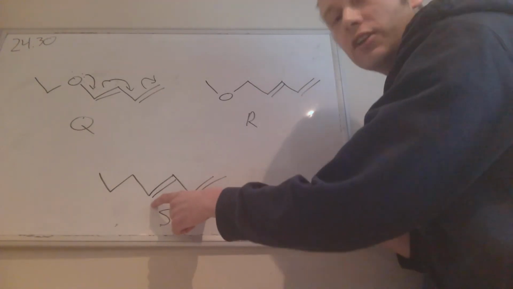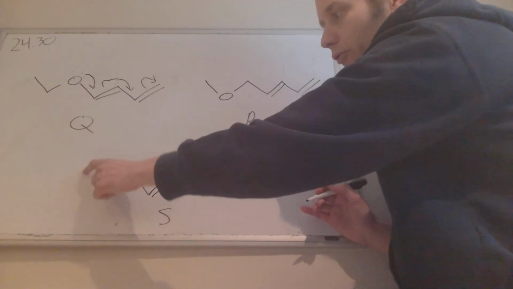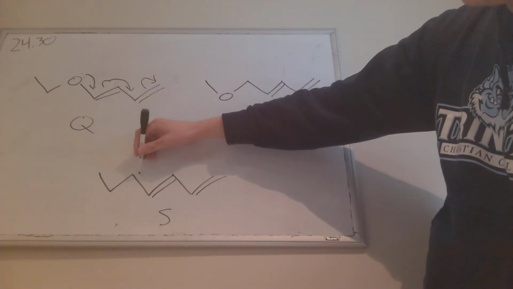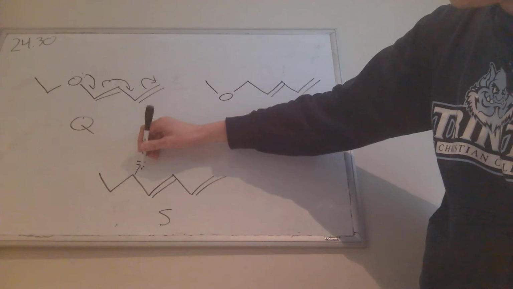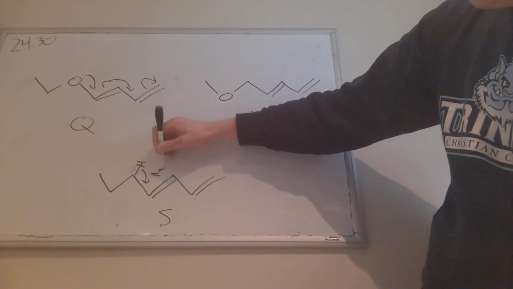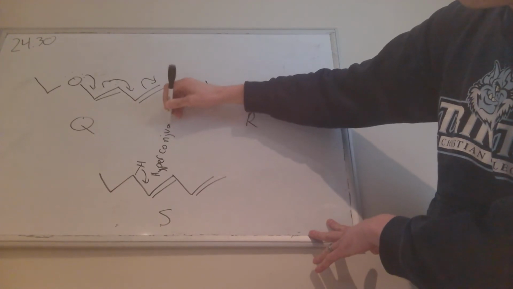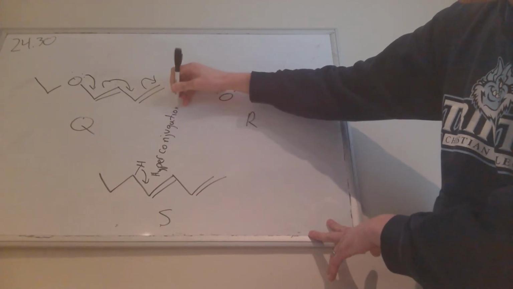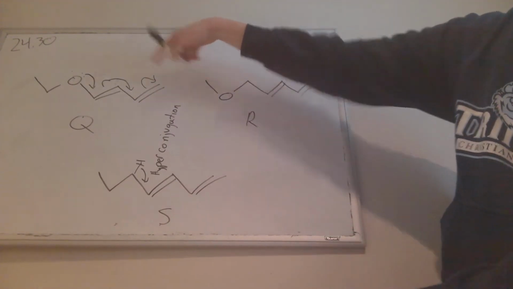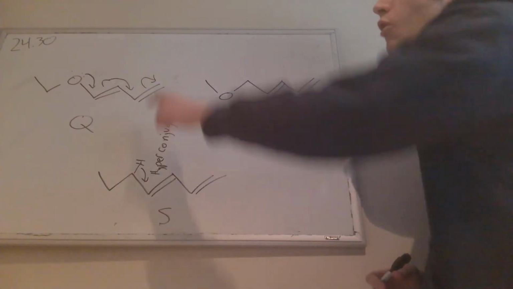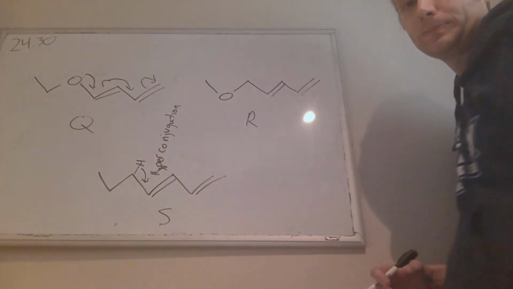S is not butadiene, it has an additional propyl group. It's going to be slightly activating because we can donate electron density back in through hyperconjugation. So hyperconjugation is a much weaker type of interaction than an actual resonance structure. And so this hyperconjugation is going to activate this, but it won't activate it nearly as much as Q.